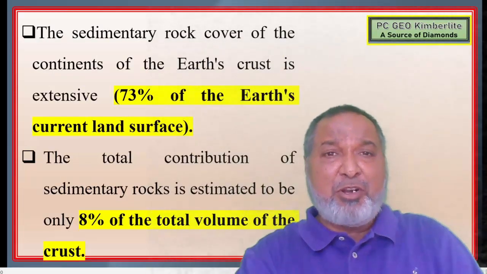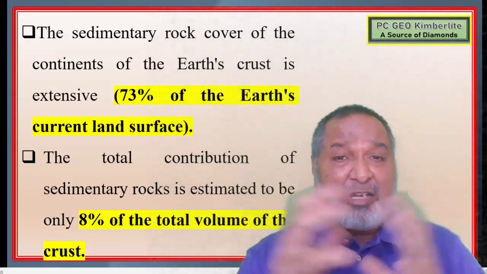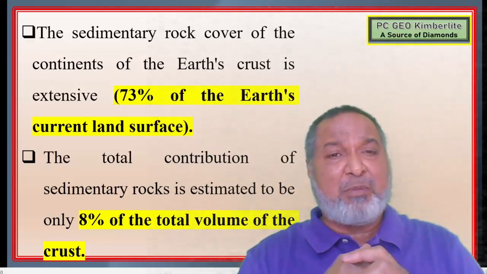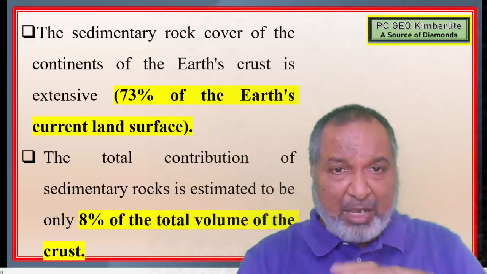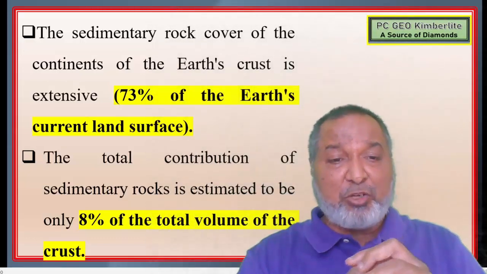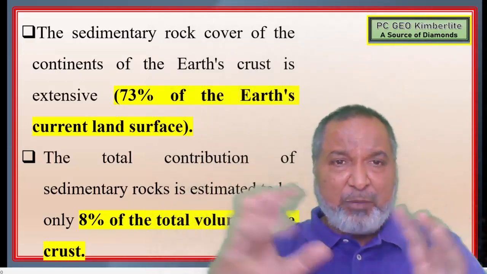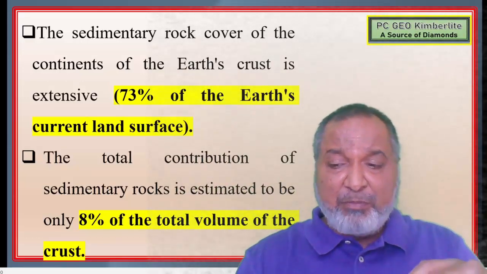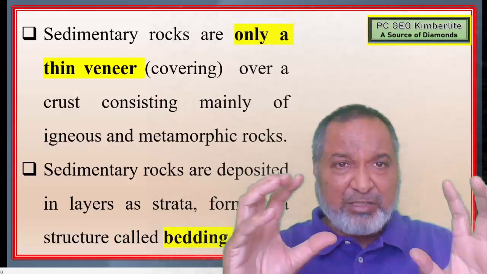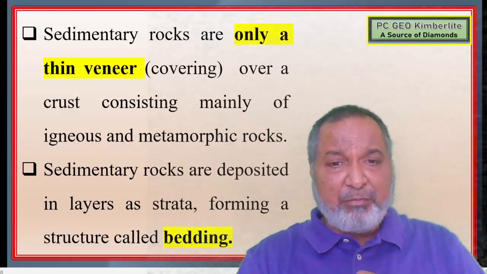Now the very important point: sedimentary rock covers most of the continents. 73% of the earth's current land surface is covered by sedimentary rock. But the total contribution of sedimentary rock is estimated at only 8% of the total volume of the crust. On the surface it is a maximum of 73%, and sedimentary rock is a thin veneer covering the inner part, which contains the igneous and metamorphic rock.